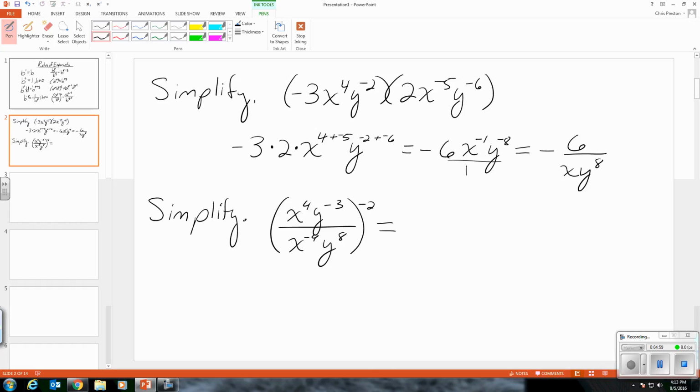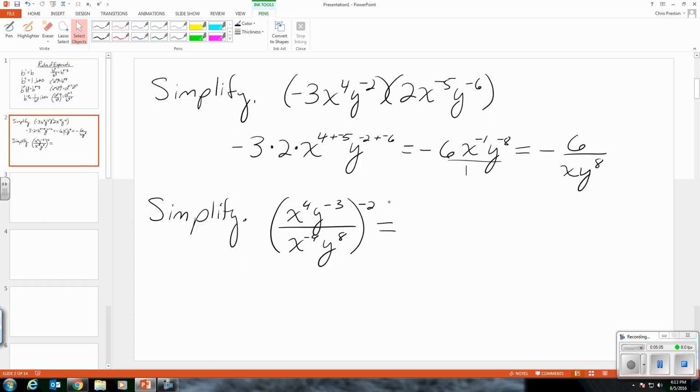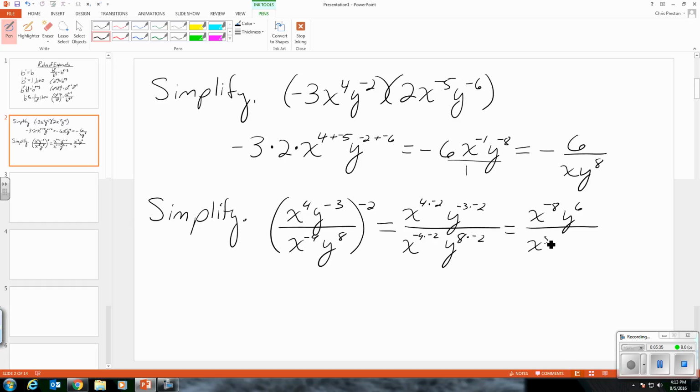So that's the rule I'm going to use. And I'm going to go back to this rule that says if you have a power to a power, you multiply those powers. So I'm going to use that rule for each part of this. So I'm going to say I'm going to have x to the 4 times negative 2 power, y to the negative 3 times negative 2 power, over x to the negative 4 times negative 2 power, y to the 8 times negative 2 power, which gives me x to the negative 8, y to the positive 6, over x to the positive 8, y to the negative 16.